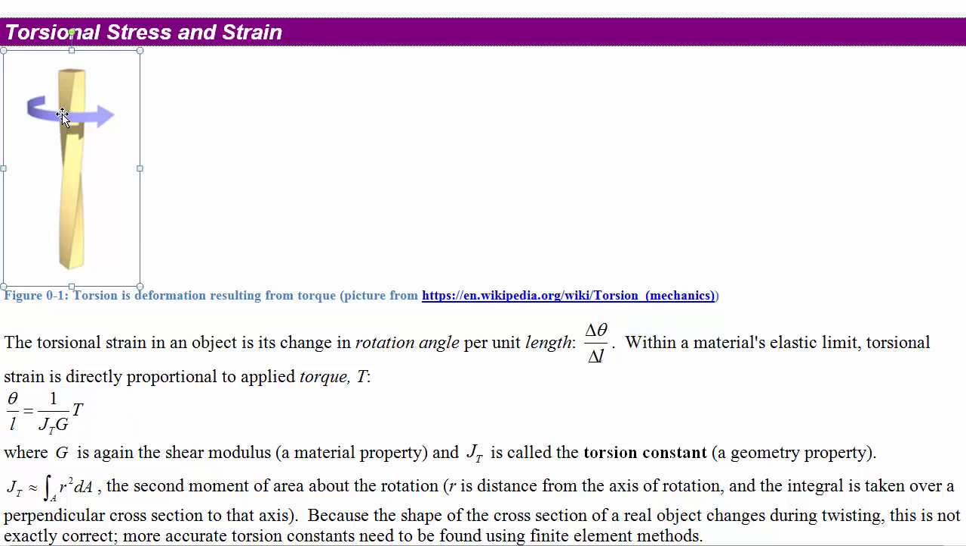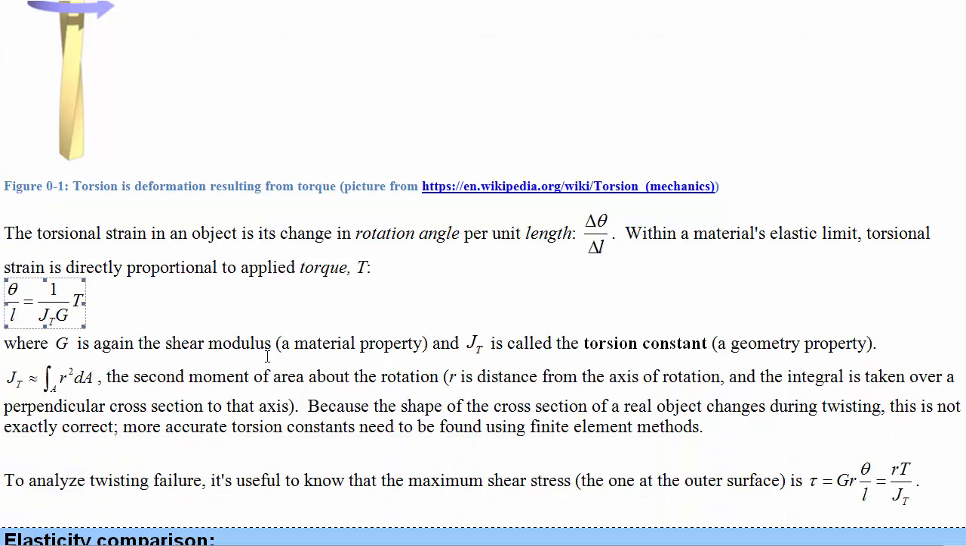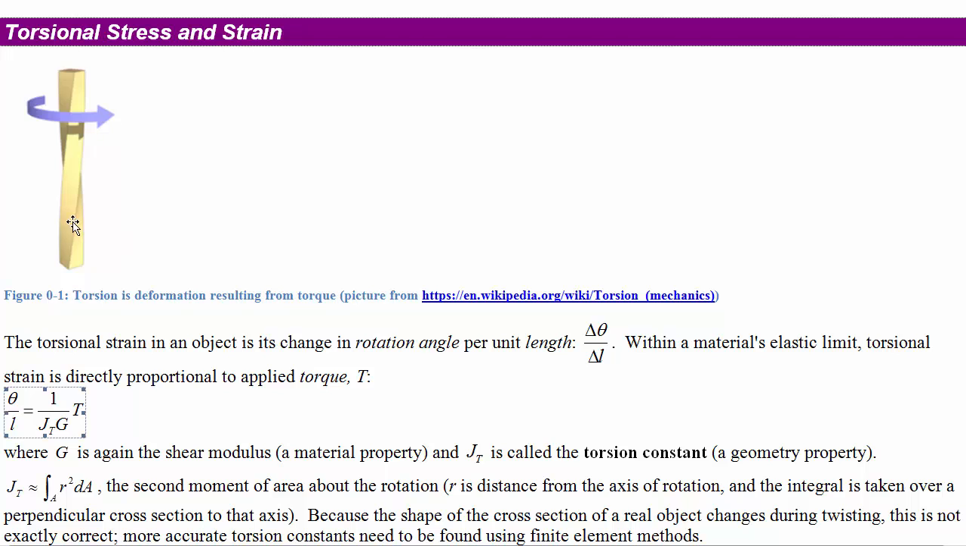Not surprisingly, this has to do with shear of an object because that's what's going on as we're moving it. If object planes can slide freely relative to each other, then there's no resistance to torsion either. J_T is something called the torsion constant. This is a geometry property. It doesn't depend on the material constants, on the stiffness of the material. It's just dependent on the cross-sectional features.